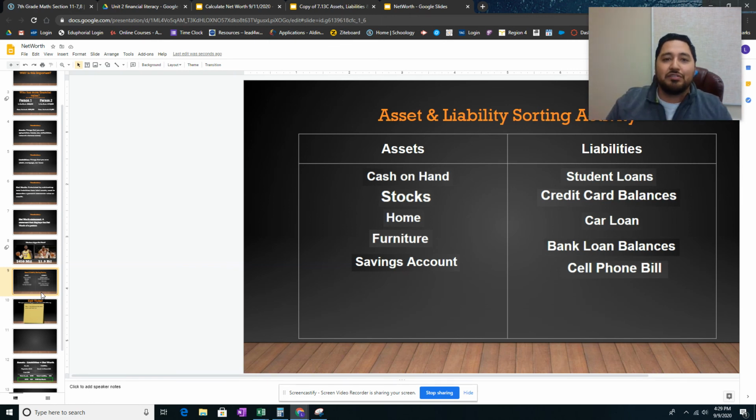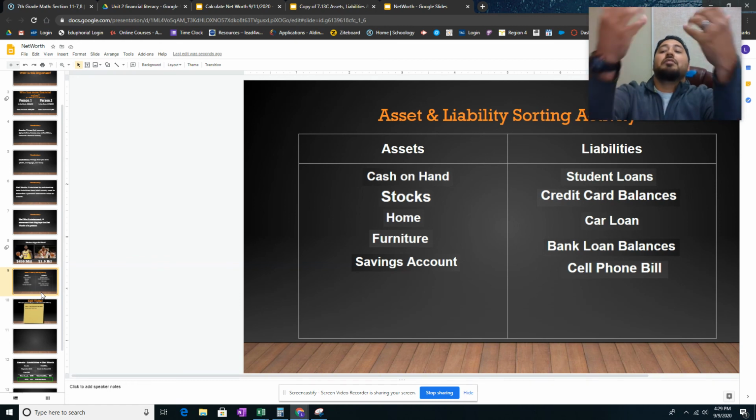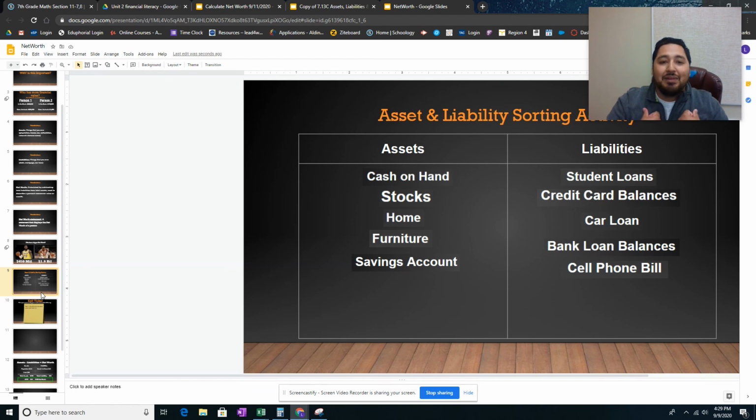Assets, I encourage you to say this with me after I say it. Assets are something that you own. A liability is something that you owe. Assets are something that you own. A liability is something that you owe. Now your turn. Assets are something that you, and a liability is something that you. I hope you got a lot out of this video and you understand the difference between assets and liabilities.